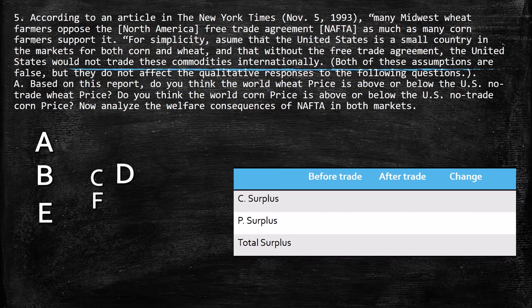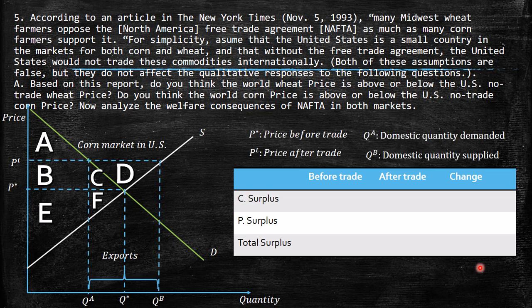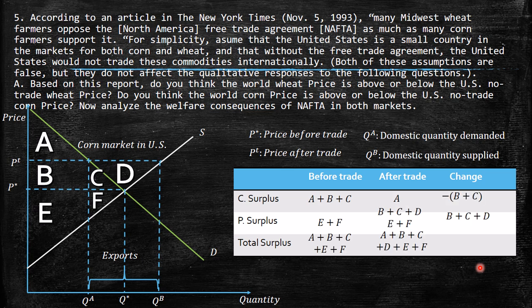On the other hand, we can analyze the corn market. The corn market is going to be the opposite because the PT, which represents basically the world price, is going to be higher than the P star. So in this case, as we analyzed before, we conclude that the producer surplus is going to be B plus C plus D. This part wasn't there before the trade, so they are going to be better off.